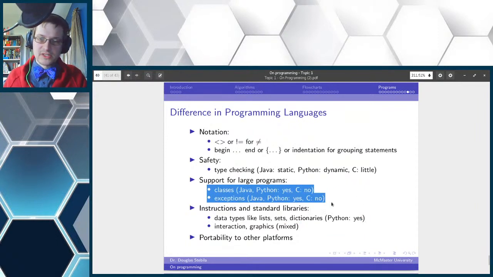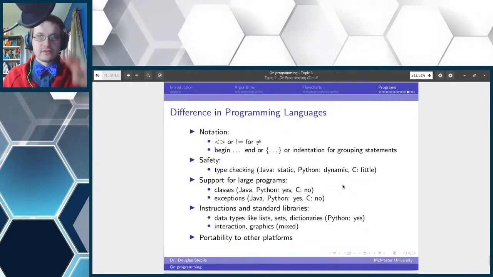Support for large programs. Generally speaking, when we say it supports large programs, what we're actually talking about is abstraction mechanisms that allow you to work with larger, more complicated things more easily. Generally speaking, within the procedural context, we are talking about classes. Do you have classes available to you? We're going to spend a couple of weeks on classes later on in the course, around week 8 and 9, I think, on classes and object-oriented programming.